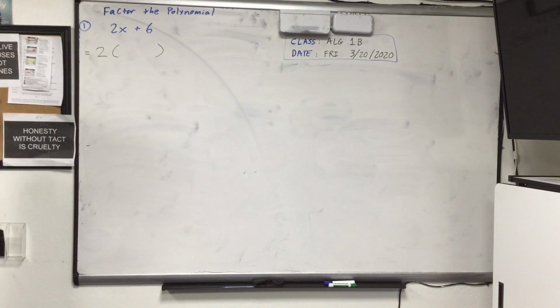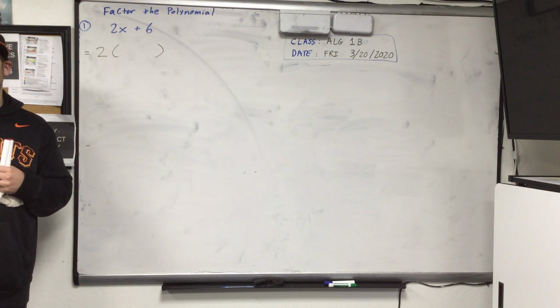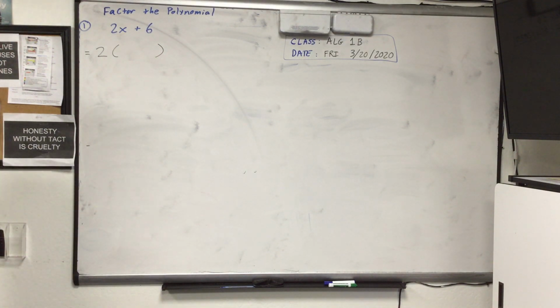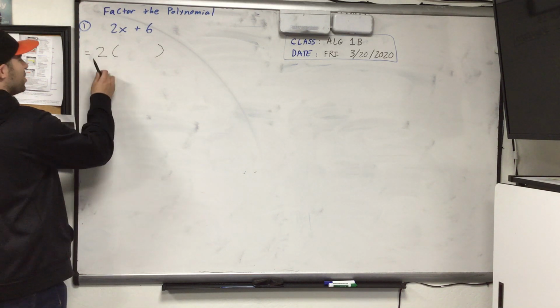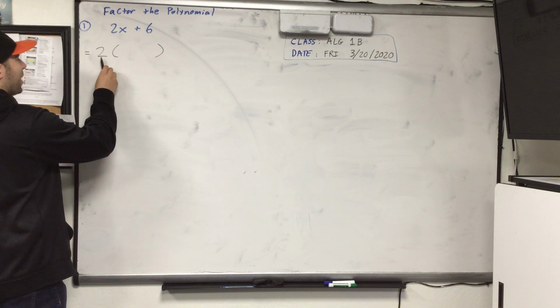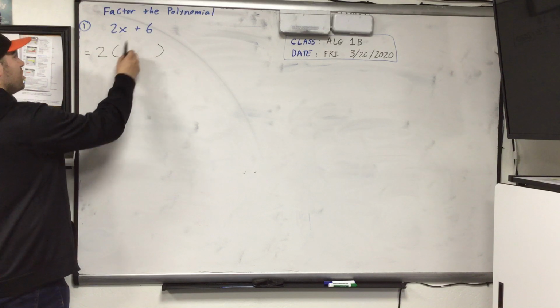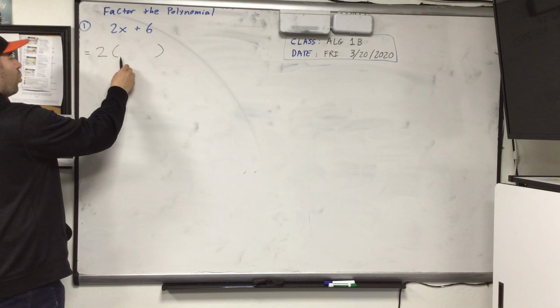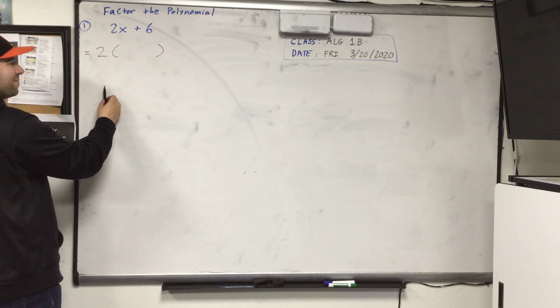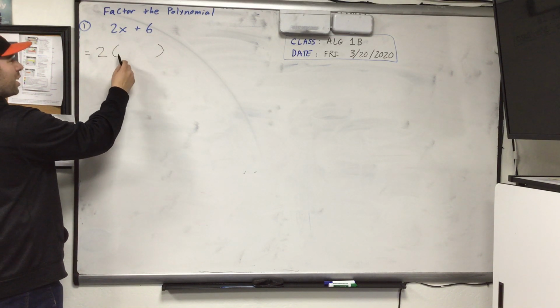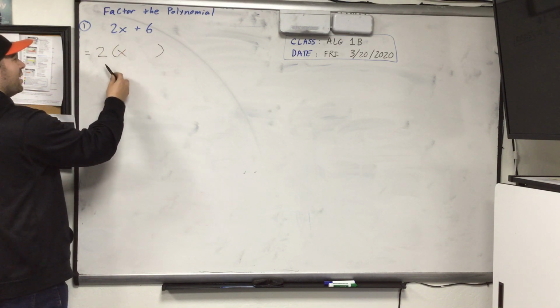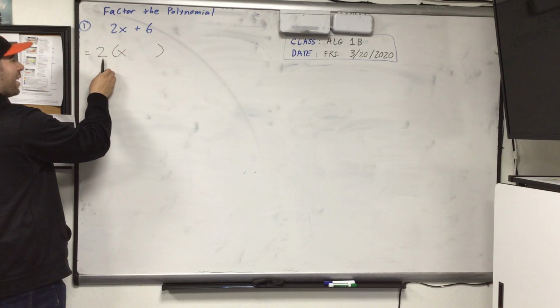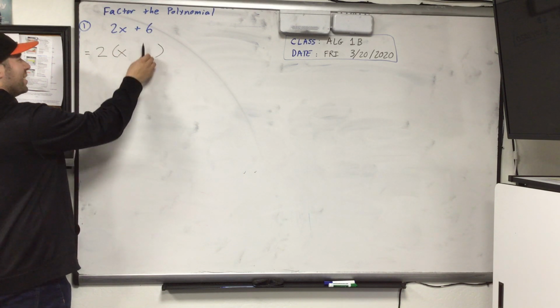The goal is to do the reverse distributive property. And we're going to check our work with the distributive property. So now we've got 2 factored out of 2x and 2 factored out of 6. So now 2 times what is 2x? So 2 times x is 2x. 2 times what is 6?